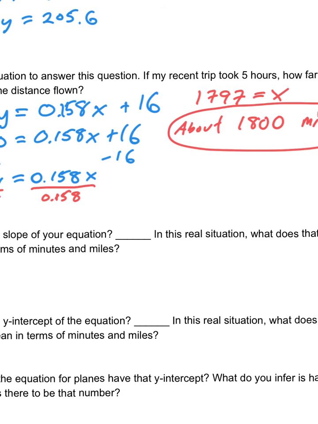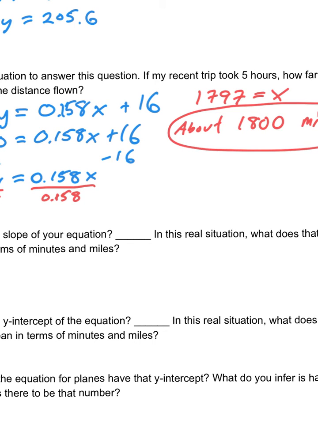So I took my equation, y equals 0.158x plus 16. I substituted in 300 in for y, because that's how many minutes is 5 hours, and y is my time. And then I solve for x. So how do I get x by itself? X is being multiplied by this and added by this, so I subtract the 16 from both sides, and then I divide by the 0.158 from both sides, and I end up with 1,797 point something, or about 1,800 miles is about how far we'd expect to go if it was a 5-hour trip.